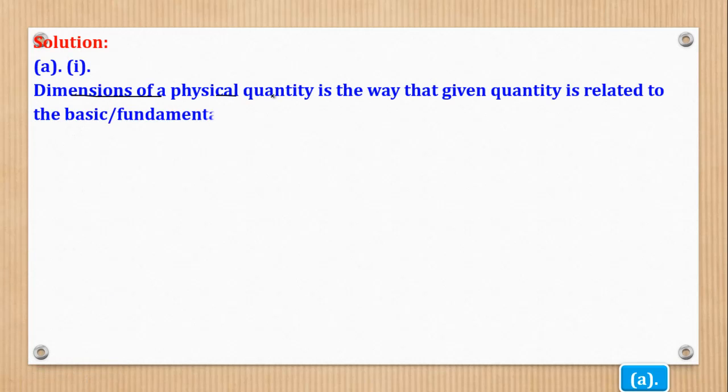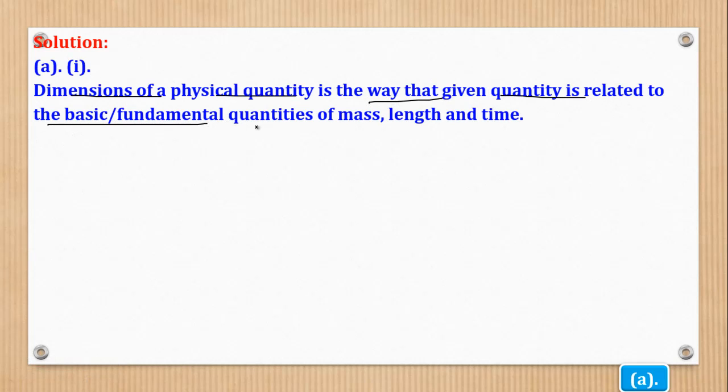So dimensions of a physical quantity is the way that given quantity is related to the basic or fundamental quantities of mass, length, and time. So you can either use the word basic or the word fundamental. Any of the two is okay.